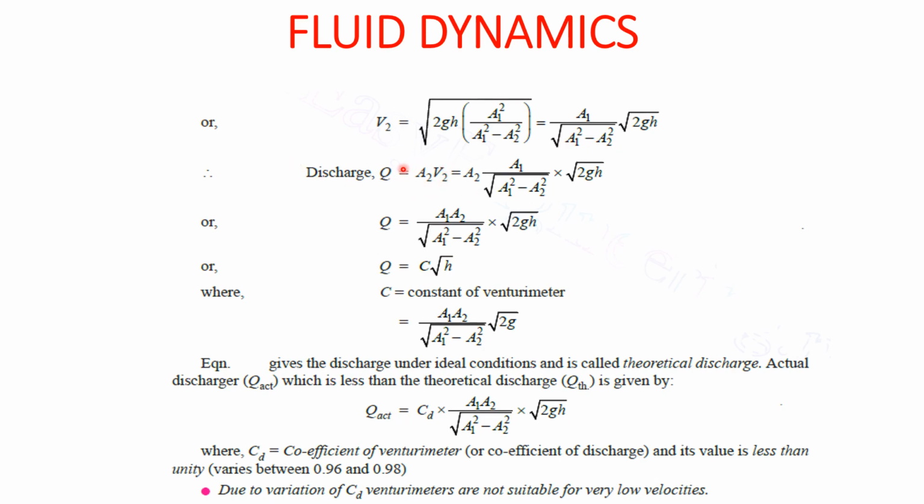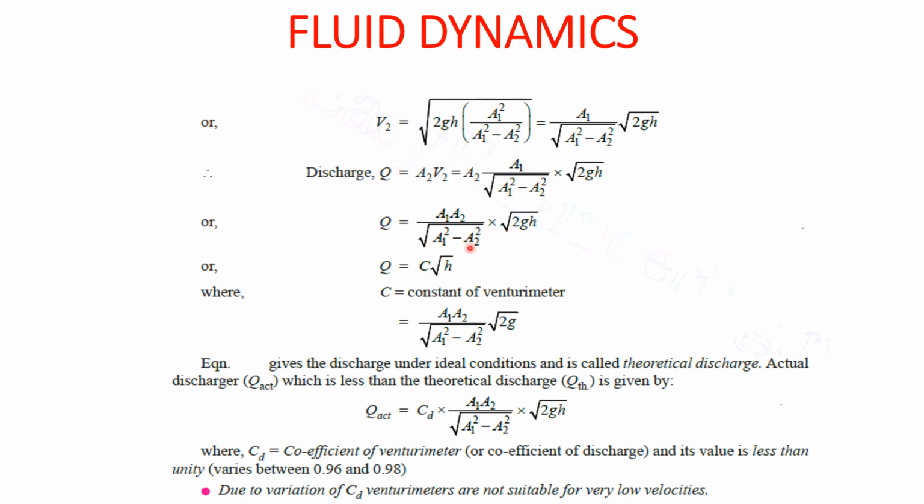A1 square's square root. So it will be A1 divided by square root of A1 square minus A2 square. Okay. Now see, what is the value of discharge? Discharge is equal to A1 V1 is equal to A2 V2. So now we are taking A2 V2 because we have to find the discharge at the second section. So that will be equal to A2 will be kept as it is.